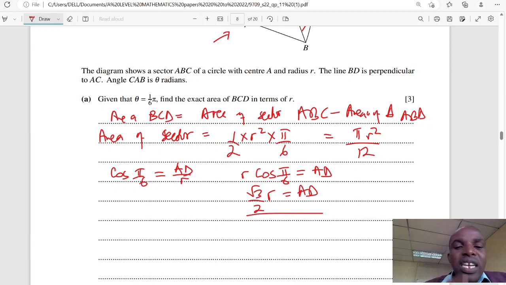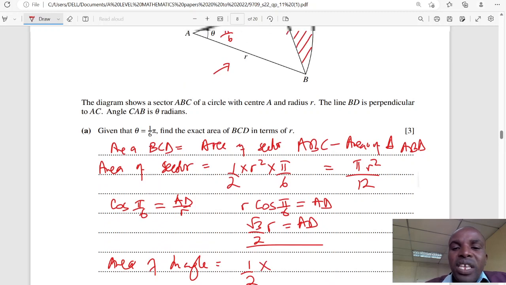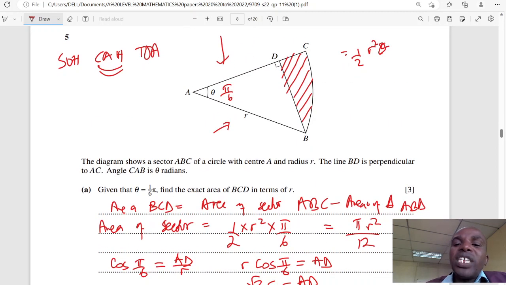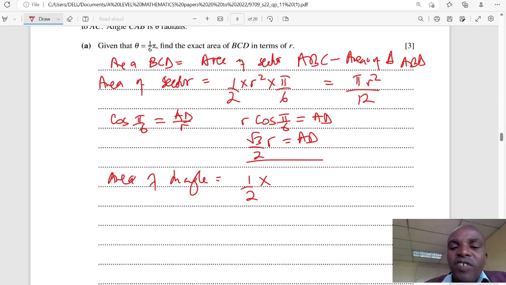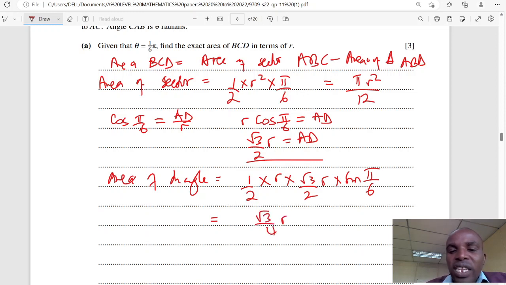Now to find the area of a triangle, you say a half AB sine theta. Your AB is the sides which make up the angle theta, that is pi over 6. So you have R times root 3 over 2R, then times sine pi over 6. It will be root 3 over 4, then R squared times sine pi over 6.